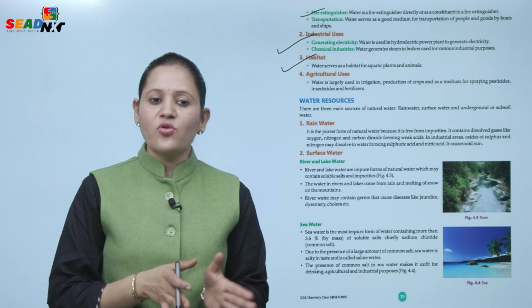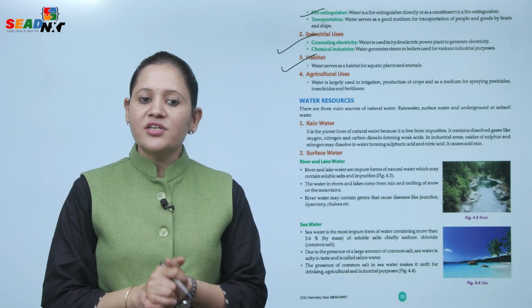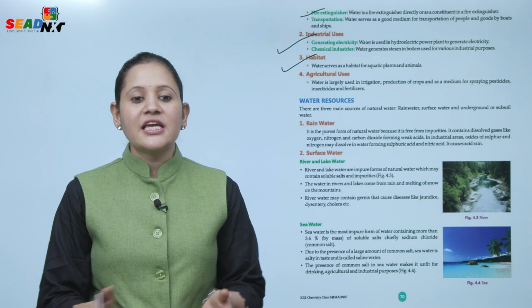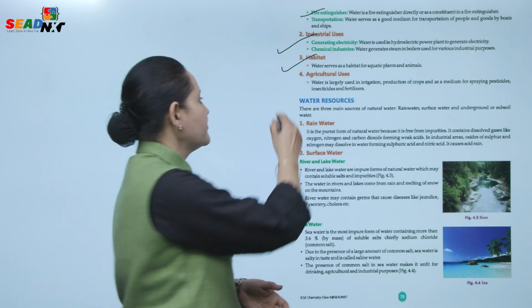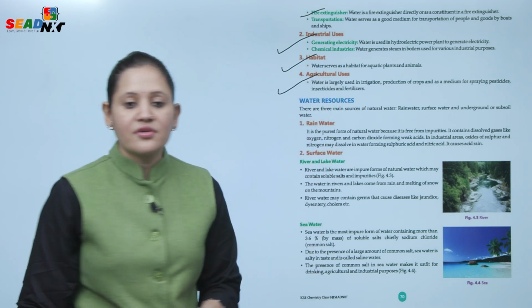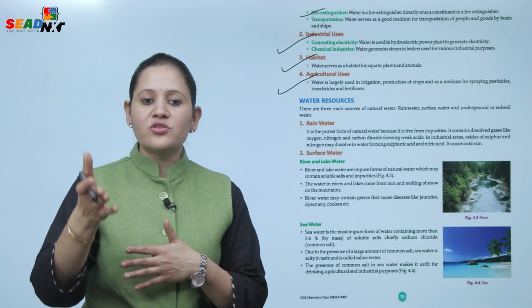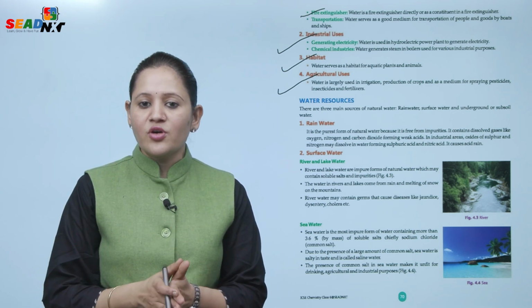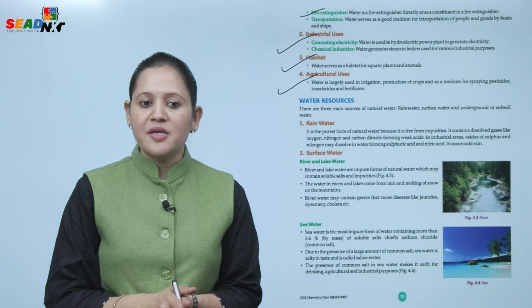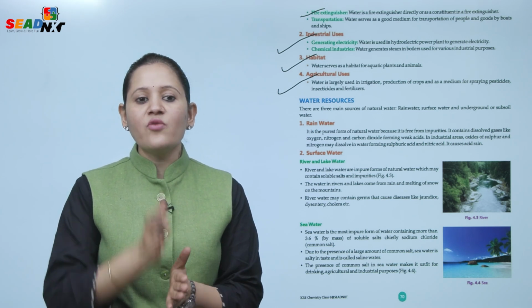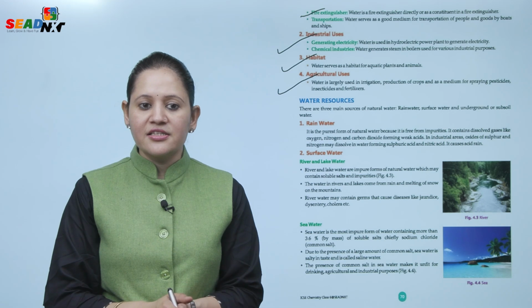Next is habitat. Habitat is the natural home for animals and plants. Water serves as a habitat for aquatic plants and animals. Next is agricultural use. Water is largely used in irrigation to give water to plants, for production of crops, and as a medium for spraying pesticides, insecticides and fertilizers. So, this is how we use water in agriculture.